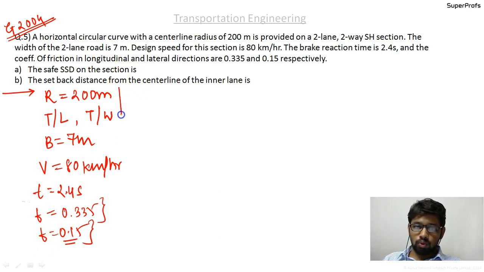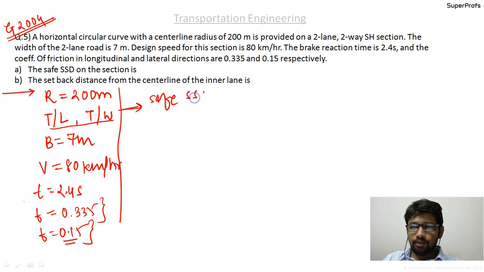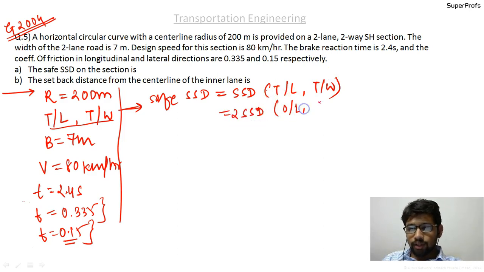Okay, so the first question is what is the safe SSD on this section. It is a two-lane two-way road. So for a two-lane two-way road, safe SSD equal to, tell me, what is the value of safe SSD? Safe SSD is equal to SSD itself on a two-lane two-way road. Okay, but it is equal to twice the SSD on a one-lane two-way road.